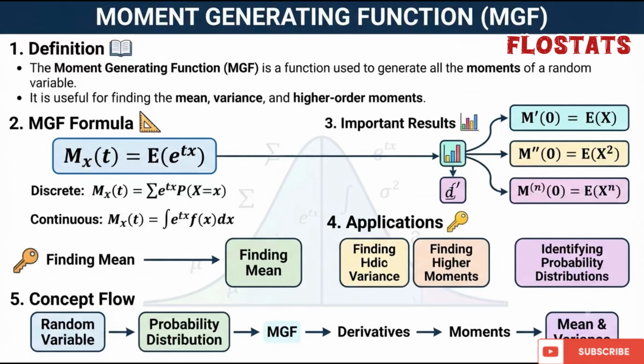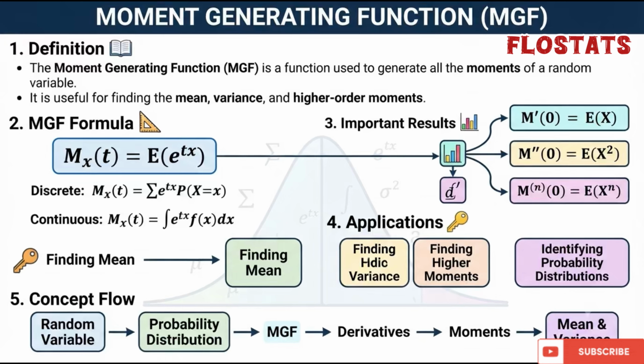The moment-generating function is a mathematical function used to generate all the moments of a random variable. It is defined as M_X(t) is equal to the expectation of e raised to the power tX. For a discrete random variable, it is calculated by taking the summation of e raised to the power tx multiplied by the probability of x.